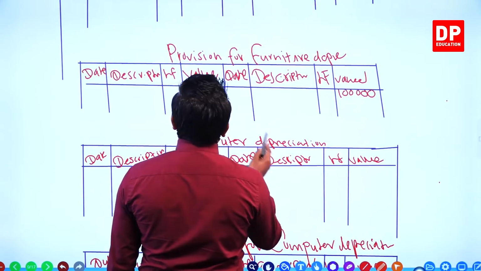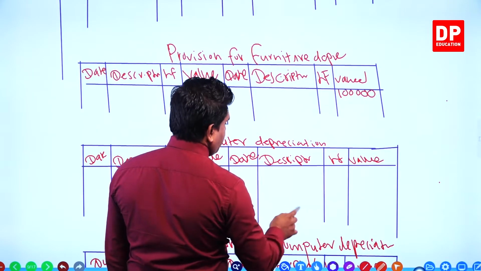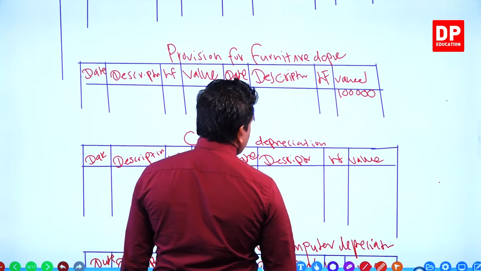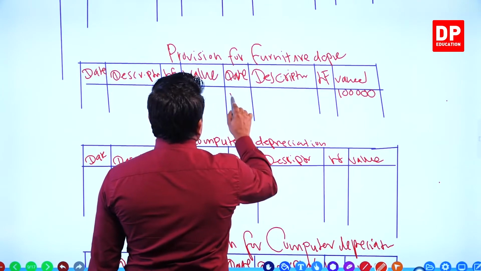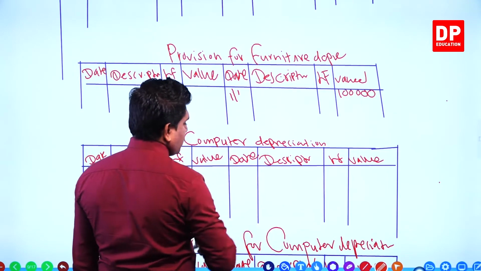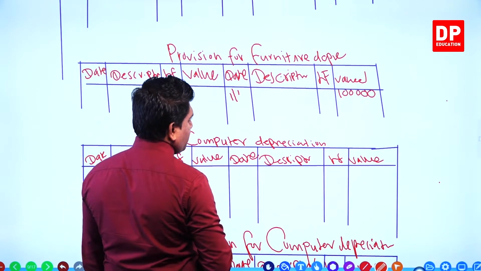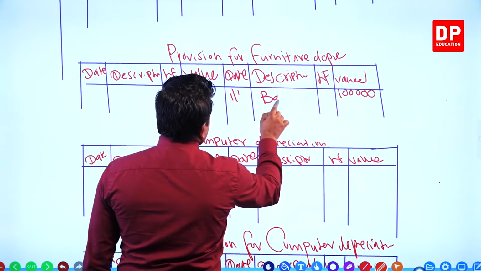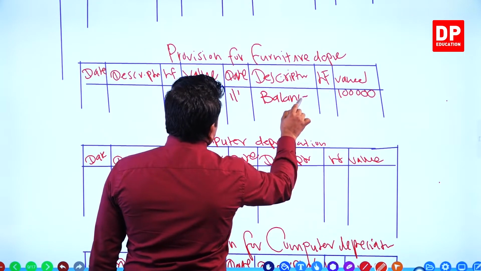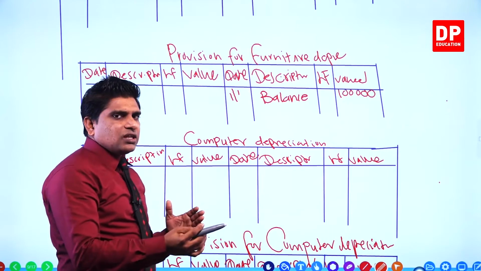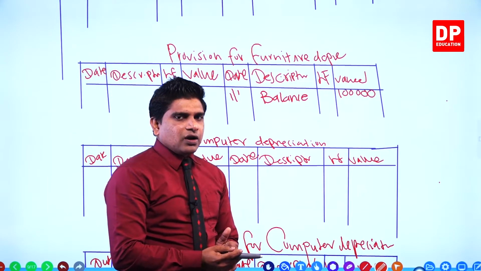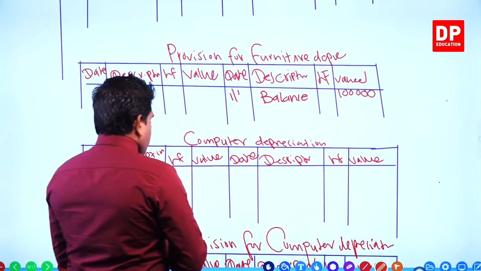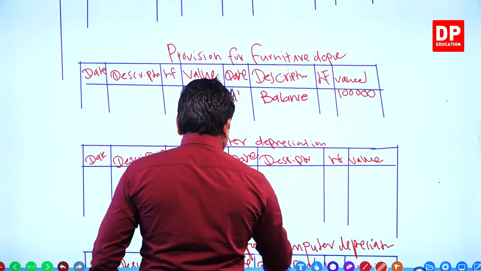Why? Depreciation and provision for depreciation are two different accounts. Depreciation is an expense, so we record it on the debit side of the expense account. Provision for depreciation is the opposite, so it goes to the opposite side of the relevant account. Okay, now we can do the calculations.